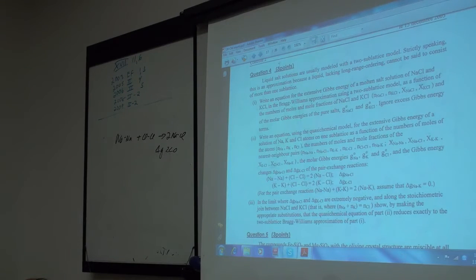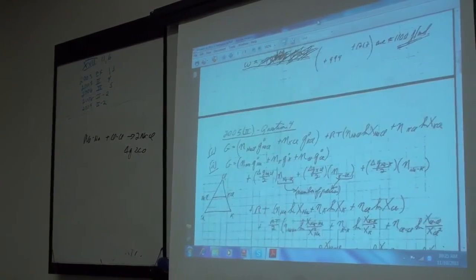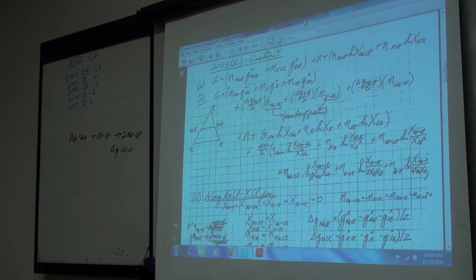Okay. So we will go to the equations here. This was a Xerox of a Xerox, but I hope you could read it. And the first part one then was using the sublattice model.